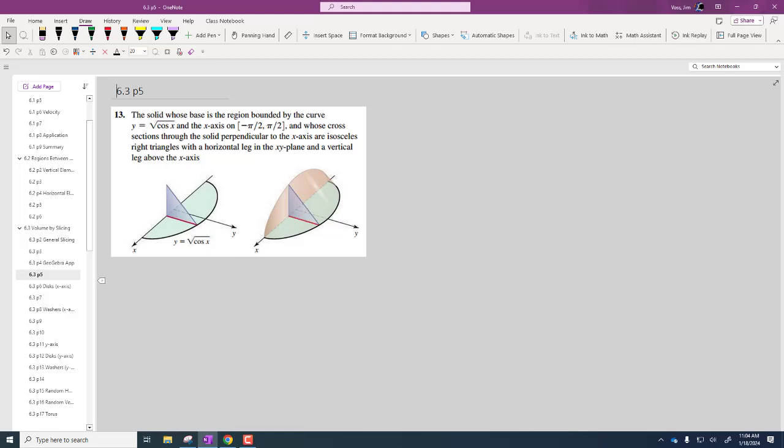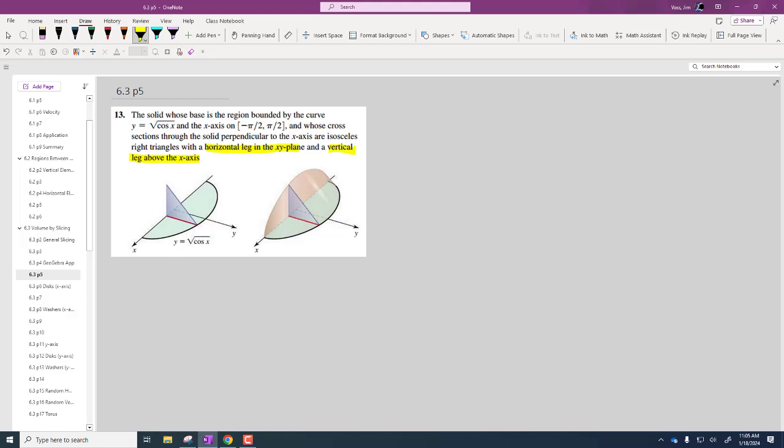Okay, so we've got our base. They tell us now we're going to put in all these triangles, but now we have to orient the triangles. They haven't told us what direction the triangles are. They're definitely perpendicular to the base, but are they parallel to x, parallel to y? So we look a little further, and the way they tell us is they say the horizontal leg is in the xy plane and a vertical leg is above the x-axis. So horizontal leg in the xy plane and a vertical leg above the x-axis. So that means perpendicular to the x-axis.